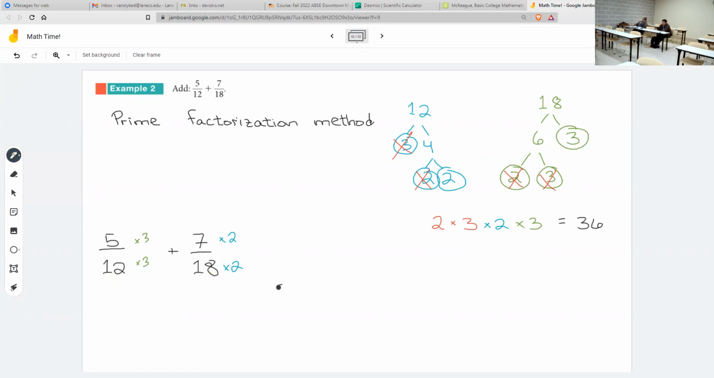As before, now we have 15/36 and 14/36, which is 29/36. We're done because we can't reduce it.